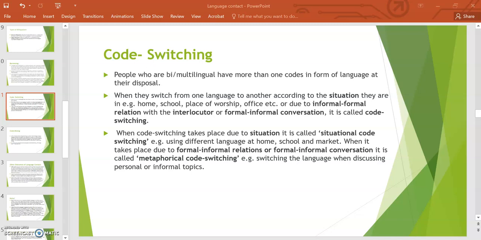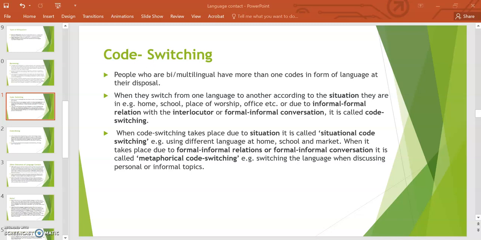But if you are discussing, for example, with me about your project and we are talking in English, then you start discussing a visit of your parents to Goa. That is informal, right? You are talking about your siblings, your parents, and where all you went and such things. So you switch from English, which we were using to discuss the project, to Hindi. That is metaphorical code switching. Why? Because we are switching from one language to another because of change in the topic, from formal to informal or personal.